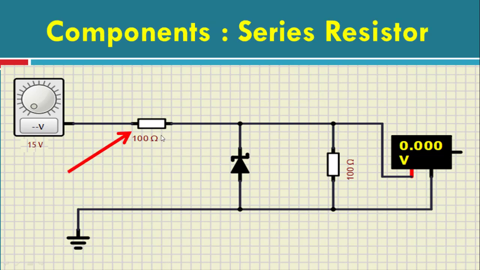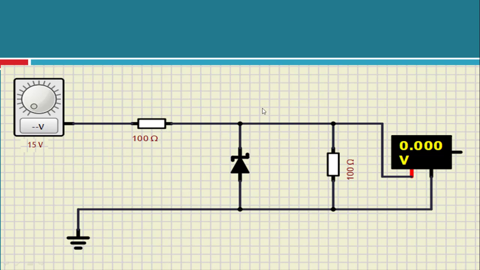Then we have a series resistor. This 100 ohm resistor is a series resistor. It limits the current flowing through the circuit, and it also saves the Zener diode. If the resistor is not there, then a large current will flow through the Zener and destroy the Zener diode.